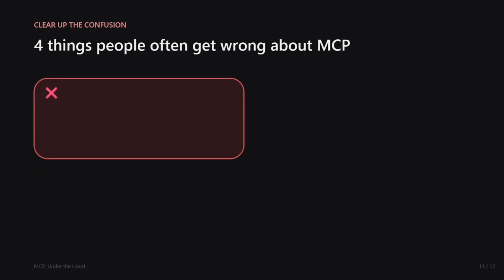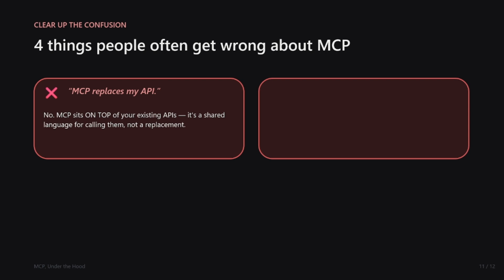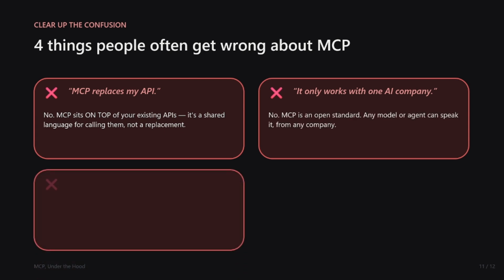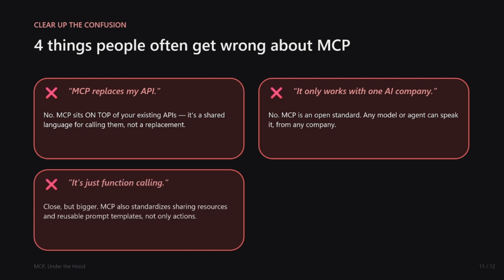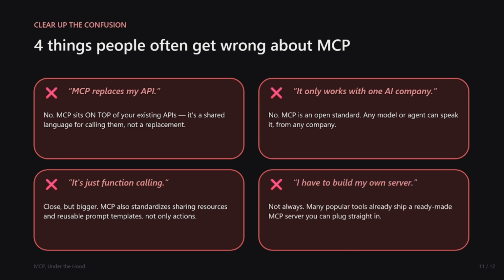There are some common mistakes. Before we wrap up, let's clear up a few common mix-ups. First, MCP does not replace your API. It sits on top of it as a shared language for calling it. Second, MCP is not locked to one AI company. It's an open standard, so any model can use it. Third, it's not just function calling. It's bigger because it also covers sharing resources and reusable prompt templates. And fourth, you don't always have to build your own server. Many popular tools already ship one ready to plug straight in and use.